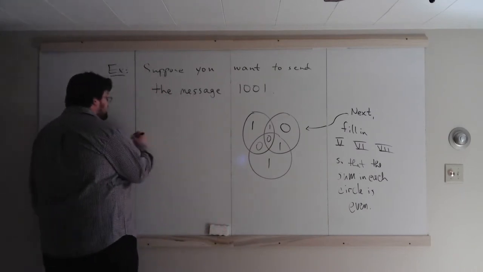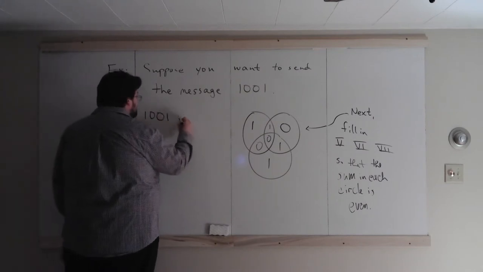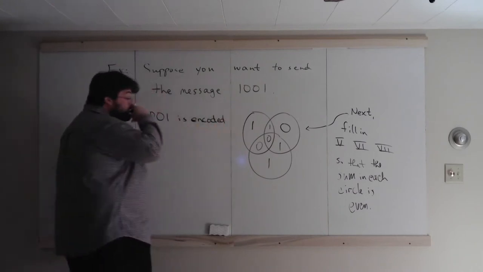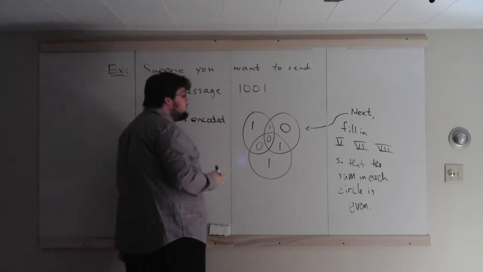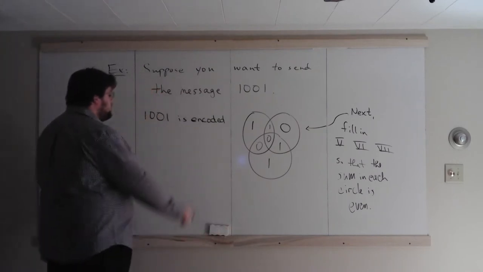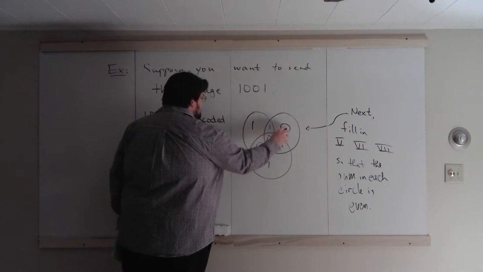So with that, our conclusion is 1001 is encoded. Well, how do we encode it using this? Well, we just read off these numbers in the order of the region. So remember how the regions were numbered, which is what I just erased. It was region 1, 2, 3, 4, 5, 6, 7.